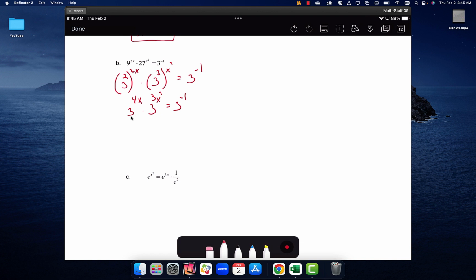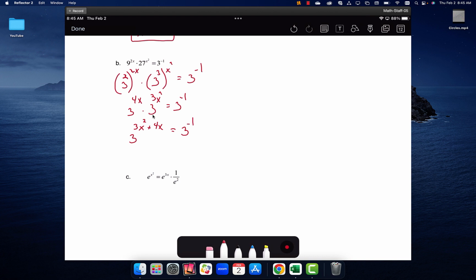And now we have a base times a base. You have 3 to a power times 3 to a power. When you have bases that are being multiplied, we can combine them into a single base and we add the exponents. And I'm going to reorder it so that it looks a little neater. We're just adding those powers.